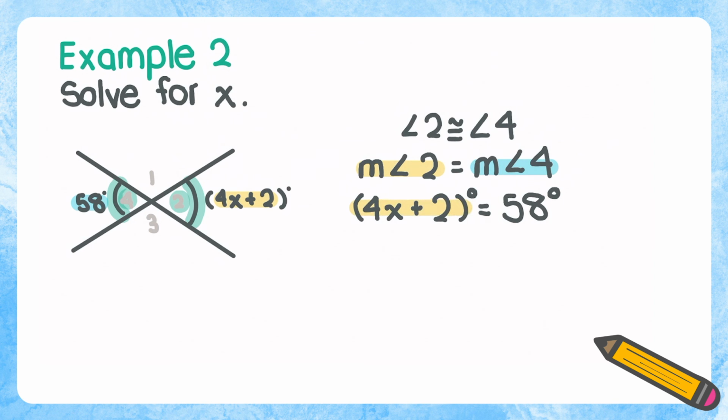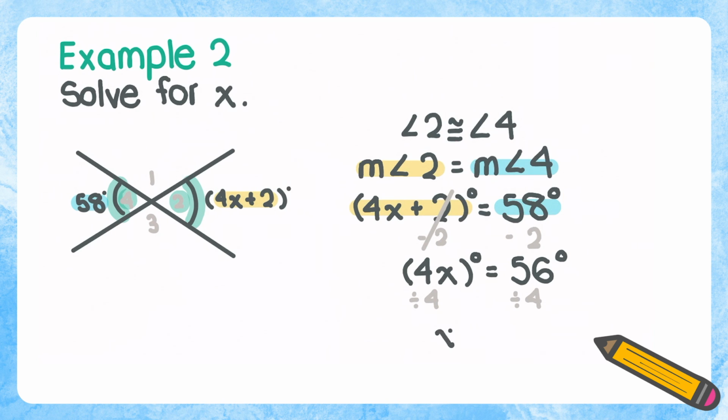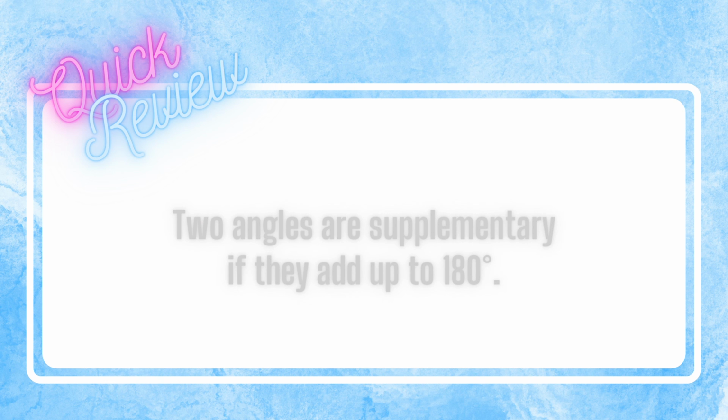So now we've set up an equation and we're going to solve for x. First, we'll subtract 2 from both sides. We are left with 4x degrees equals 56 degrees. Next, we'll divide both sides by 4. And we find that x equals 56 divided by 4, which is 14. So we've solved for x. So for this example, we're done. X equals 14. So let's go over what we talked about today.